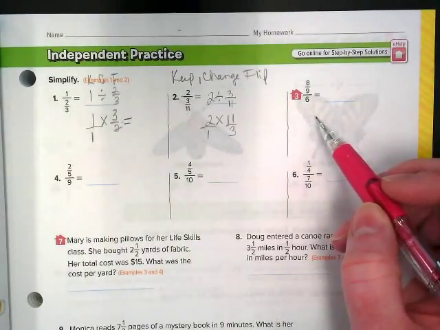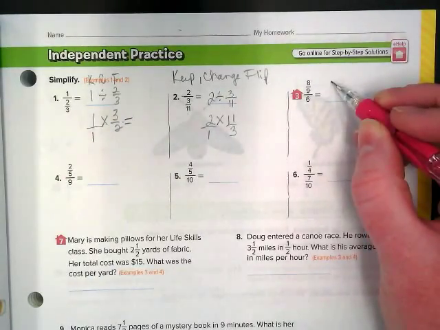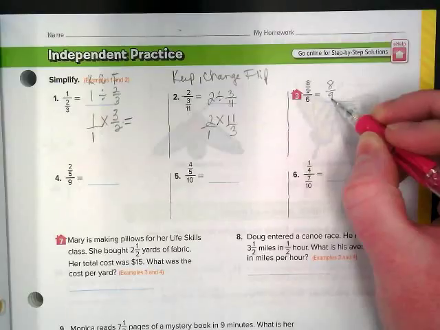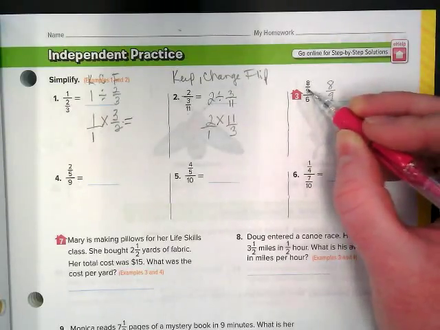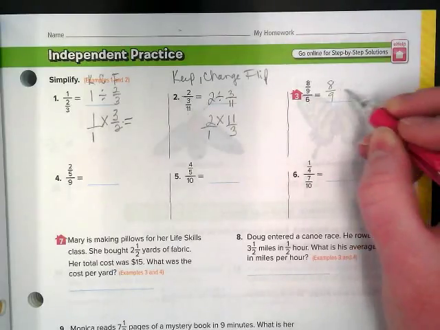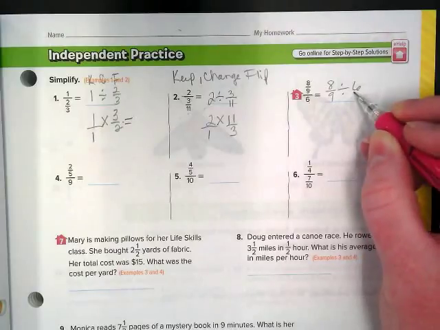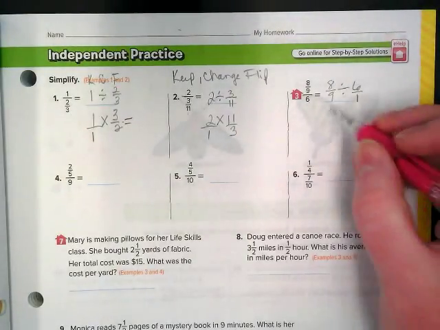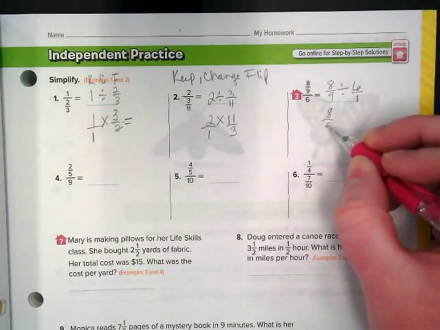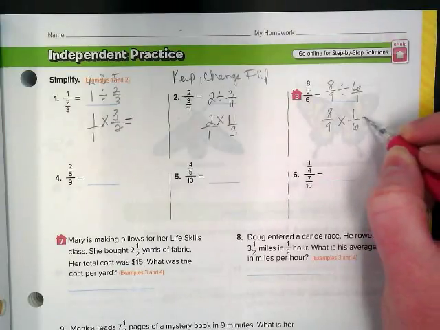And finally, I'll do number 3, setting it up, 8 divided by 9 over, or divided by, 6. So this is 8/9 divided by 6. And what is 6? It's really 6/1. So we're going to keep 8/9, change the symbol, flip the fraction.